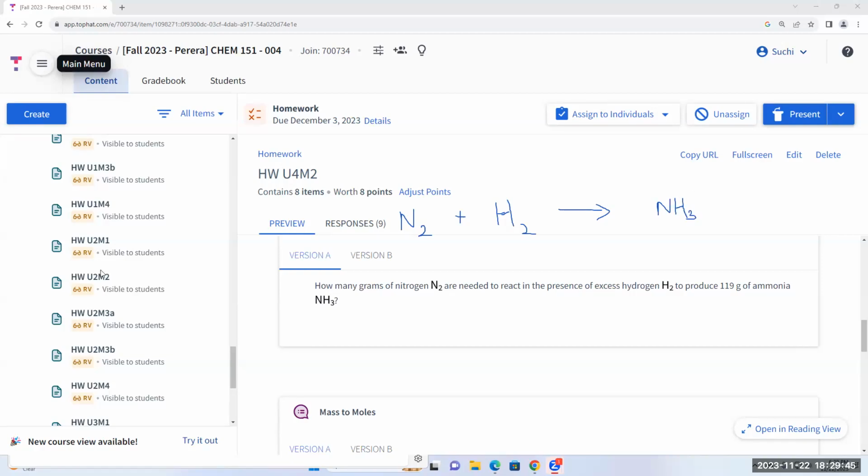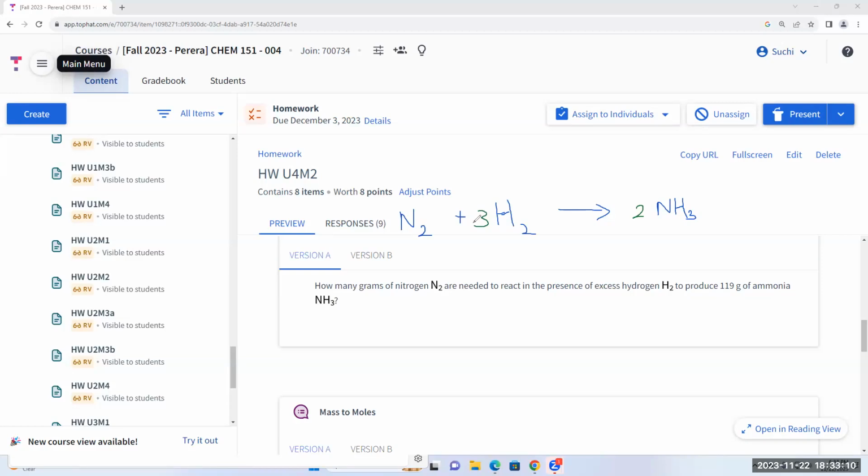We have 2 nitrogens on the reactant side. So I need to multiply my NH3 by 2 so that I have 2 nitrogens on the product side as well. Now I have 2 hydrogens on the reactant side, but 6 hydrogens on the product side. Therefore, I'm going to multiply my hydrogens by 3. That's it. That should be balanced now.